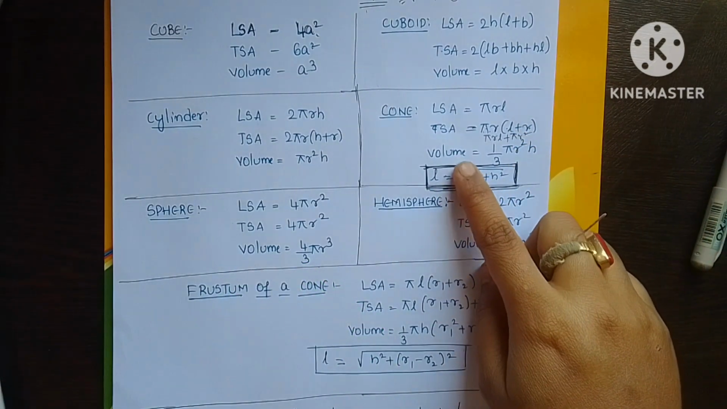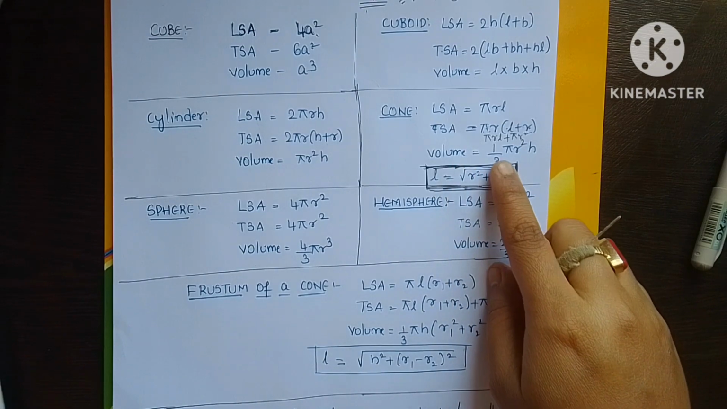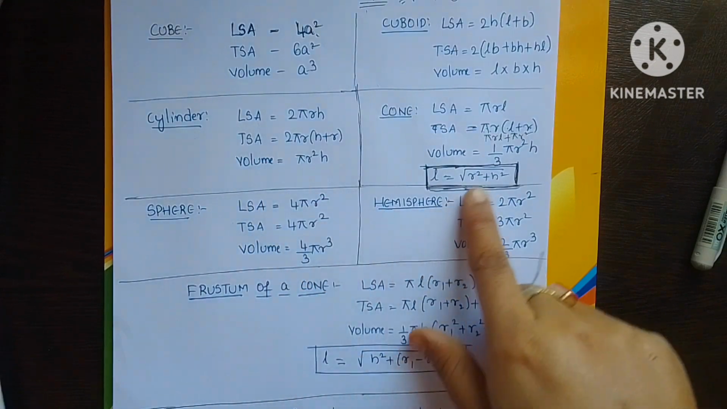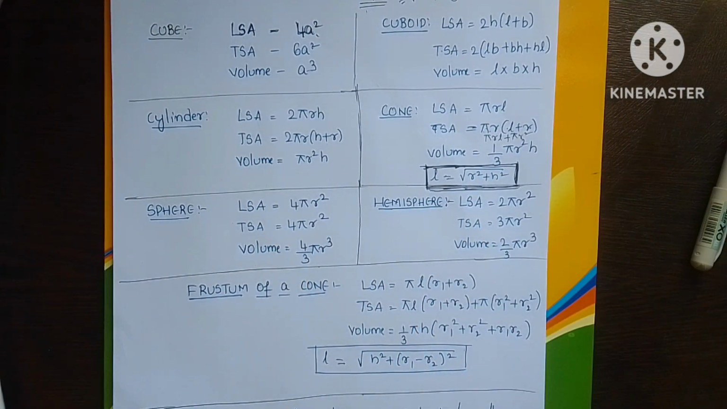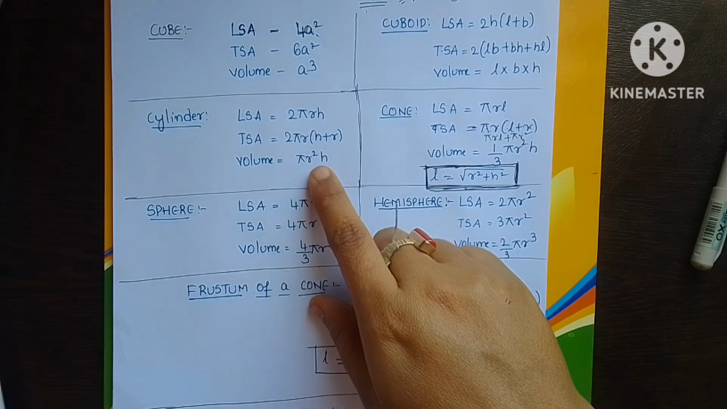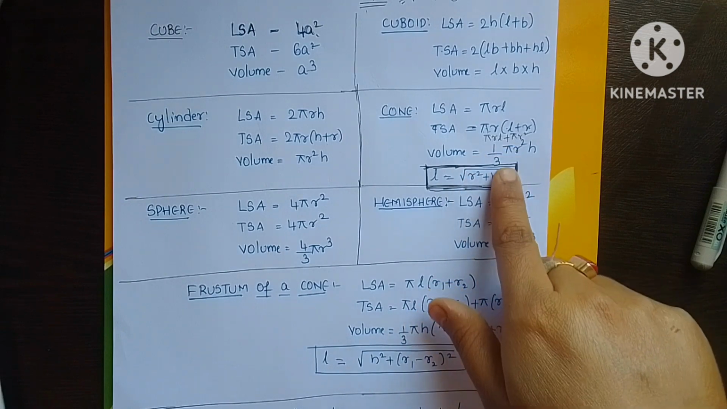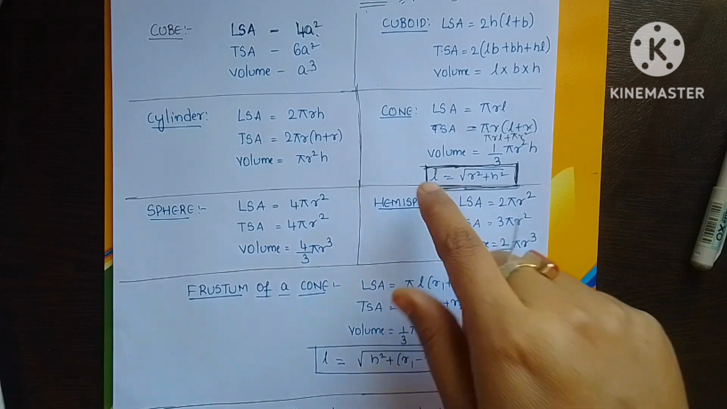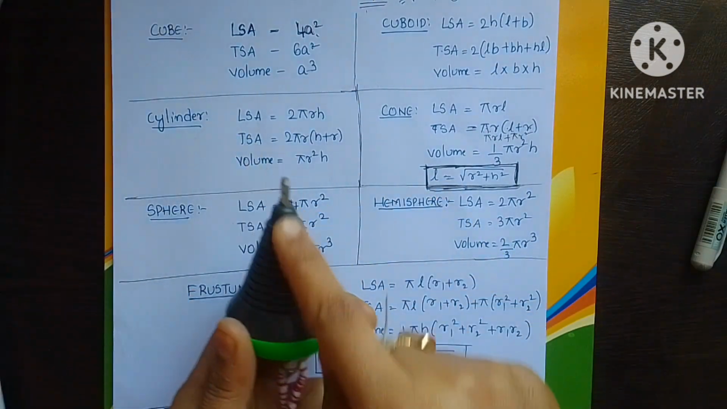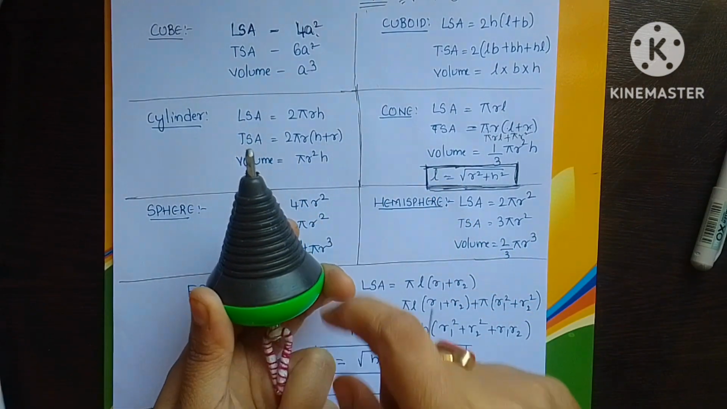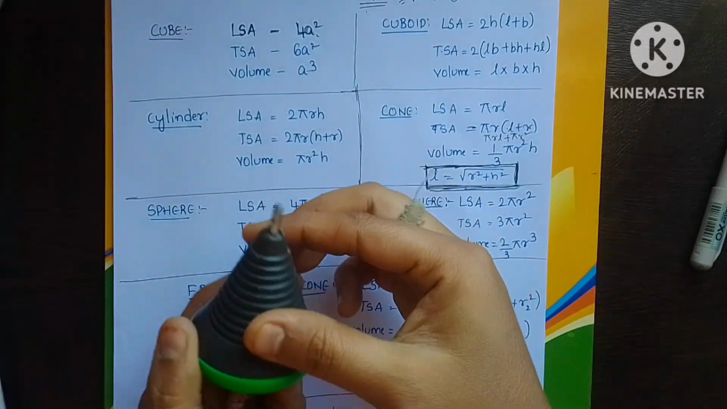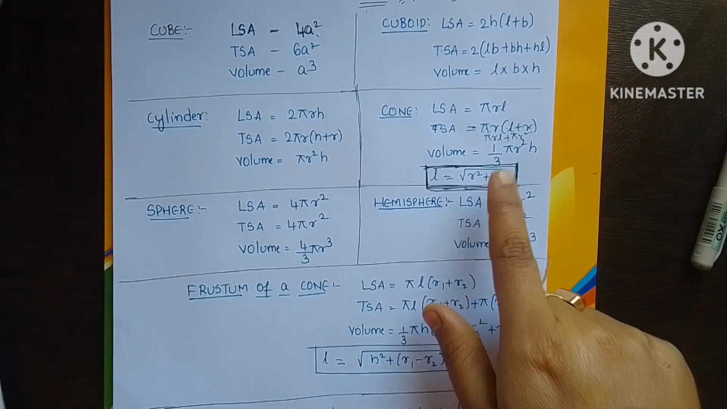And the volume. The volume will be 1 by 3 pi r square h. In the cylinder it is pi r square h, but the volume of the cone is 1 by 3, meaning 1 by 3 part of the cylinder. And the l, this slanting line, is equal to the square root of r square plus h square.